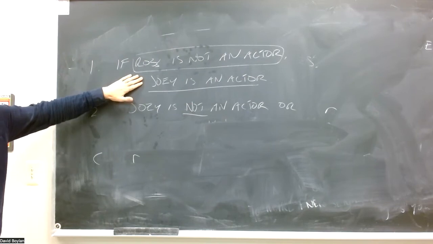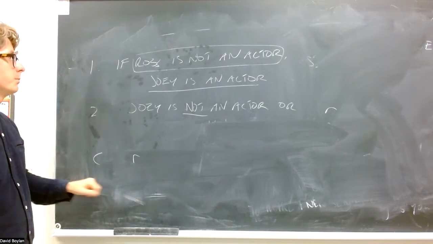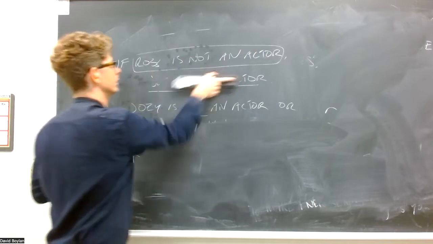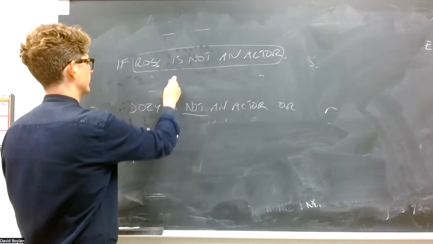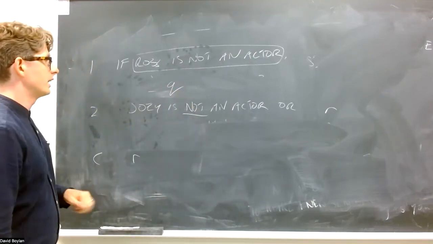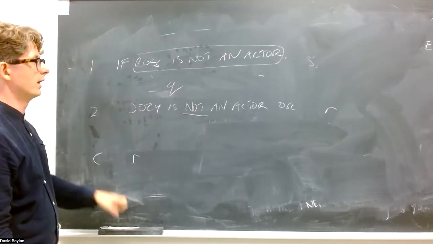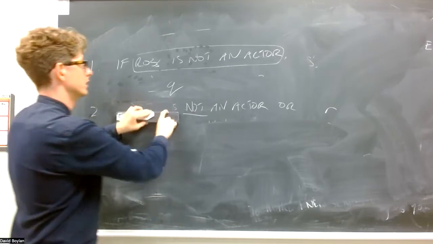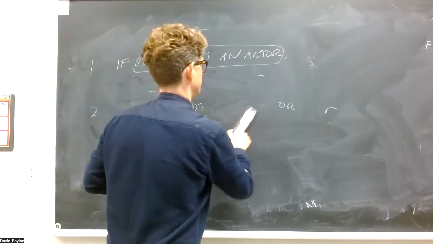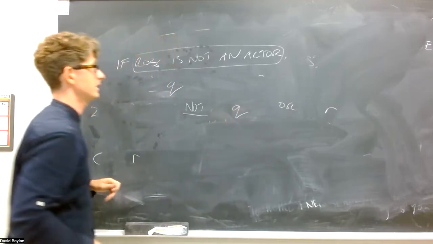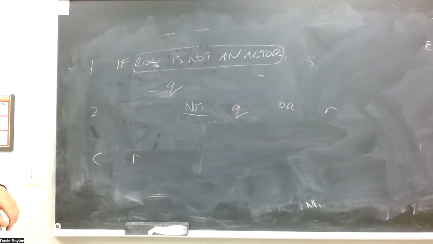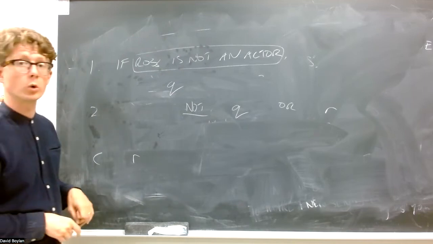Let's next do Joey is an actor. I'm going to let that be Q. And now we know we need to replace it in this sentence as well. And we have to be careful here to leave the not behind, because not is not part of the atomic sentence. It can't be, it's a connective. So the form of the second premise is not Q or R.